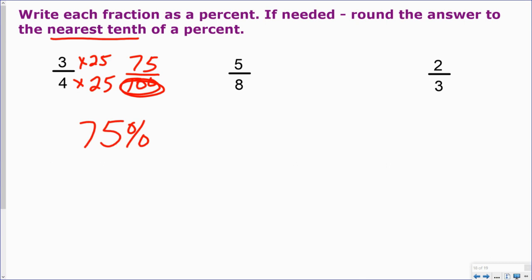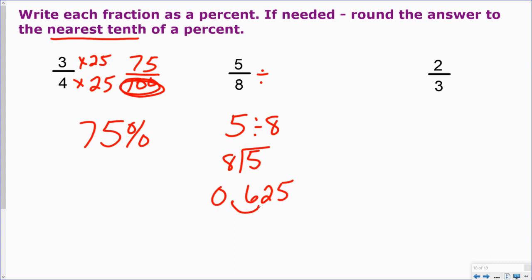5/8, again, would be 5 divided by 8, because 8 does not go evenly into 100. So if I take 5 divided by 8, that gives me a decimal of 0.625. And again, when I have a decimal to change to a percent, I need to go once, twice. So that gives me 62 and 5/10 percent.